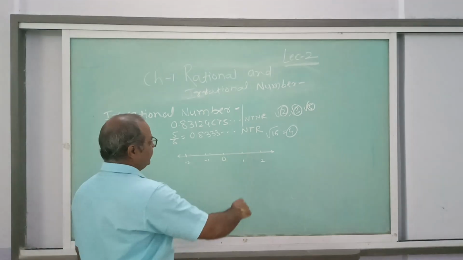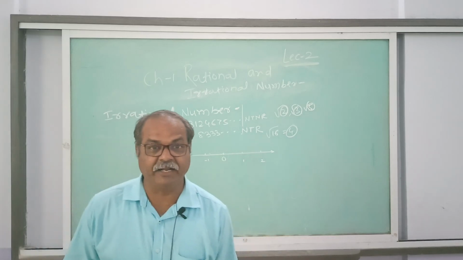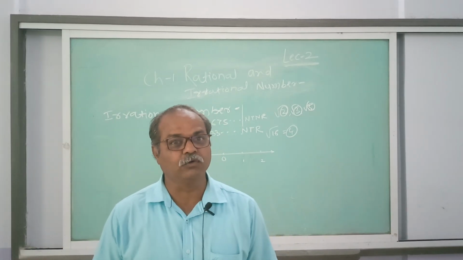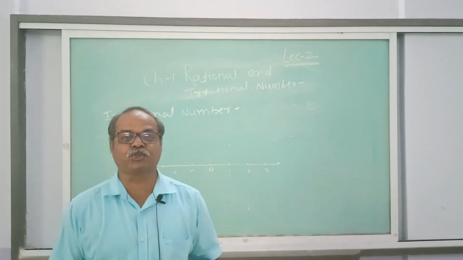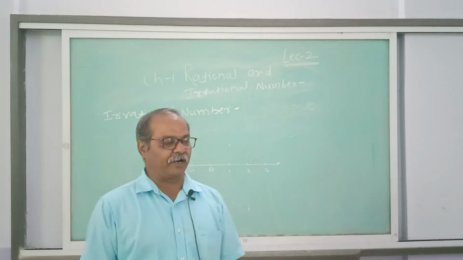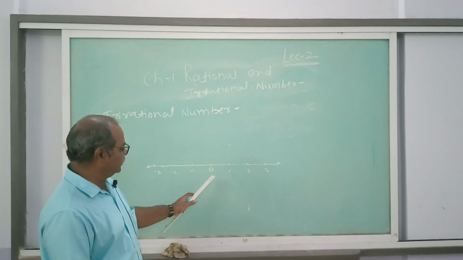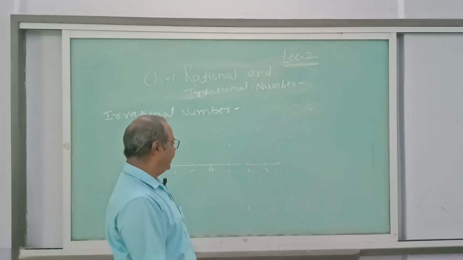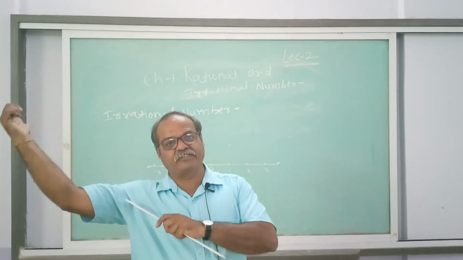Now we represent root 2 on the number line. We plot or show root 2 on the number line. So there is a number line I draw on the board. Here is 0, 1, 2, 3. The positive numbers are towards the right side. Minus 1, minus 2, minus 3. Negative numbers are towards the left side.